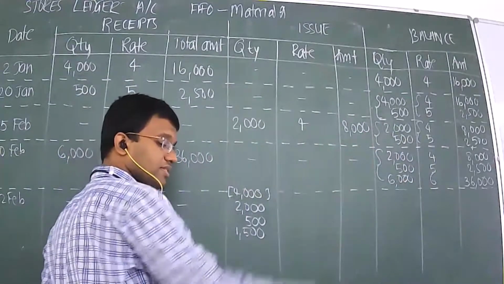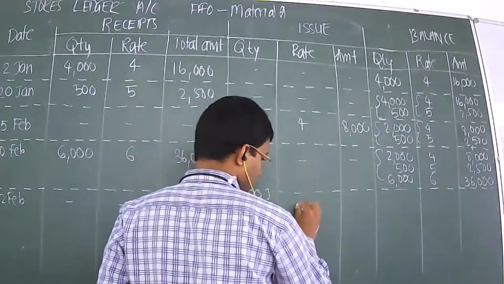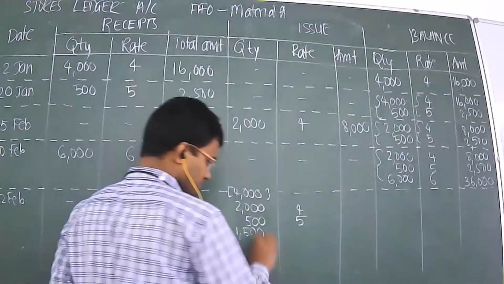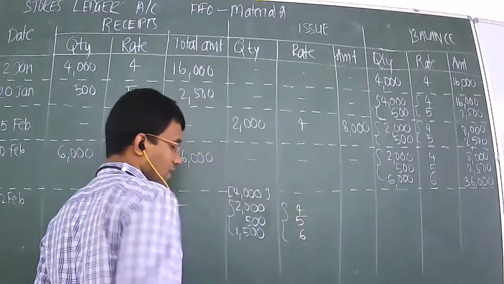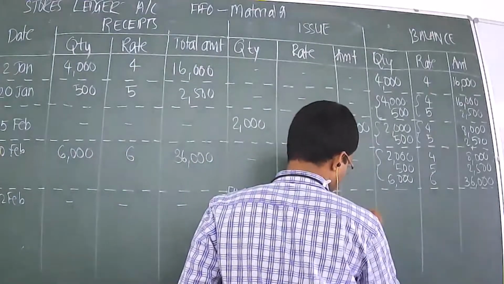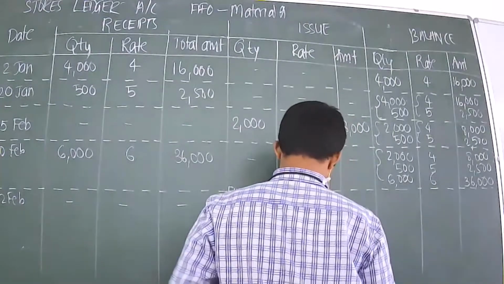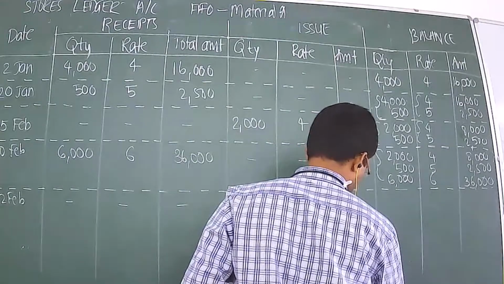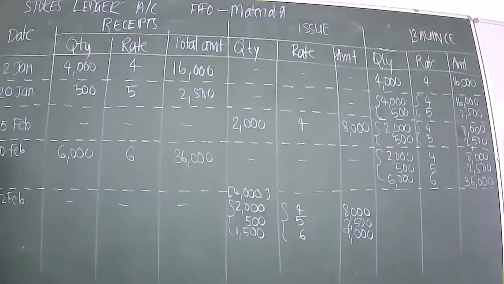Now remember, all these 3 batches of items I've bought at different prices. So 2,000 I would be issuing at 4 rupees, this 500 at 5 rupees, and this 1,500 at 6 rupees. Now let's work out the cost. So 8,000, 2,500, and 1,500 into 6, that is 9,000. Okay, so I have managed my issue of items beautifully.